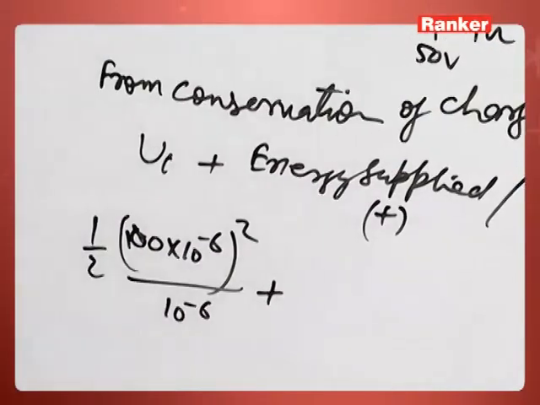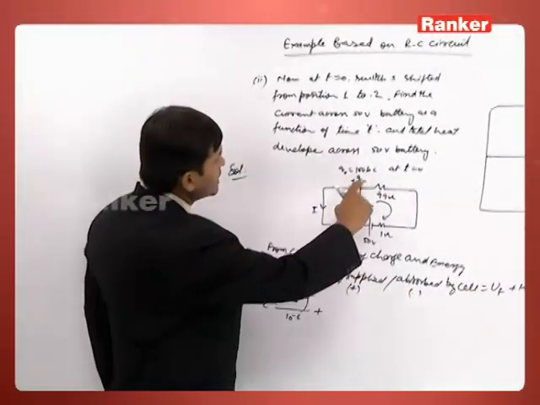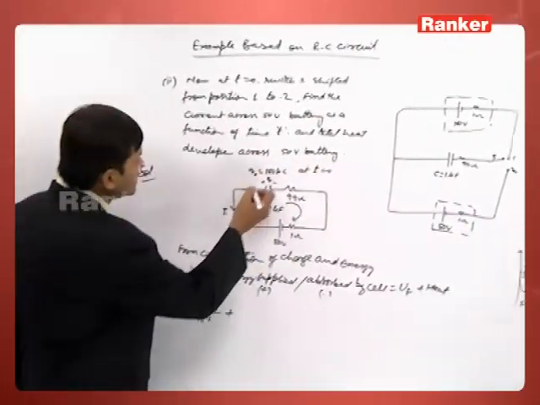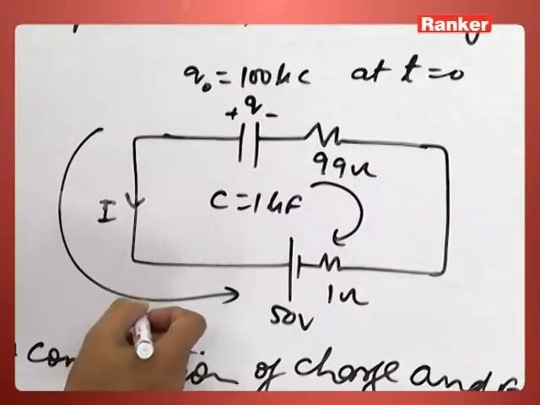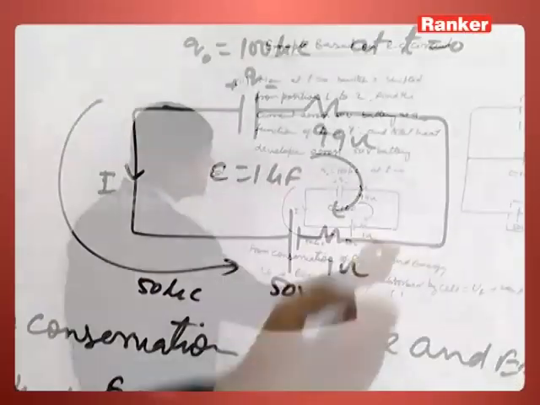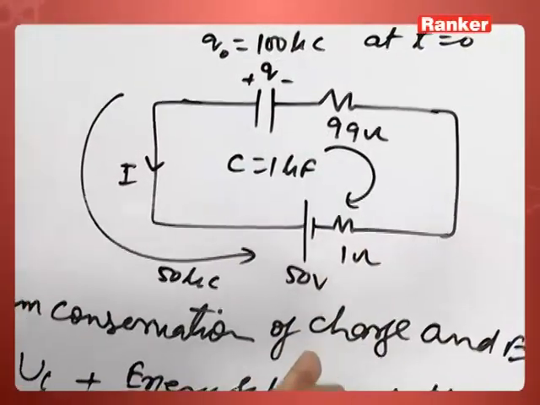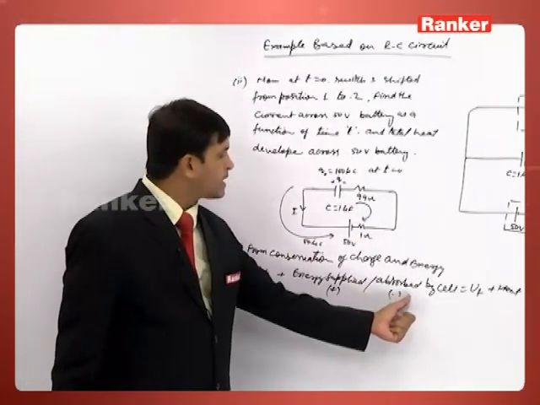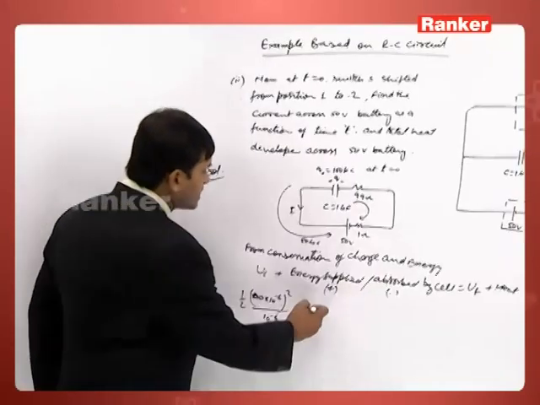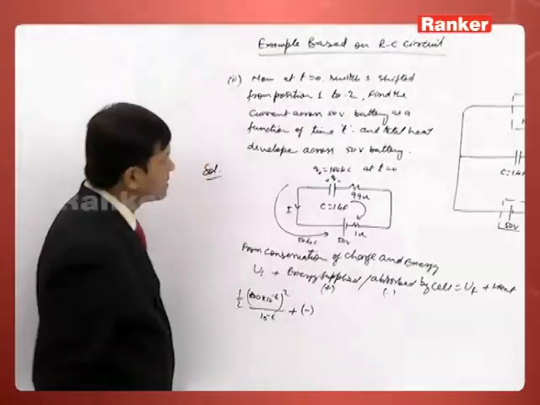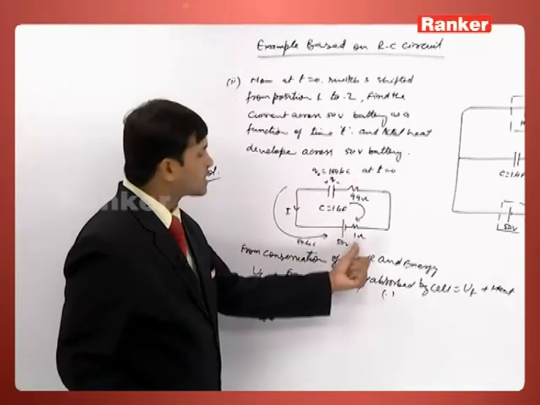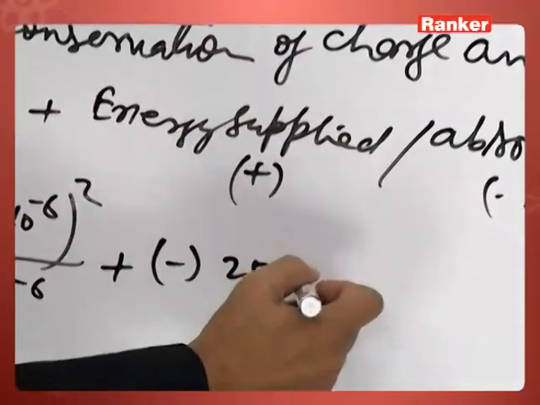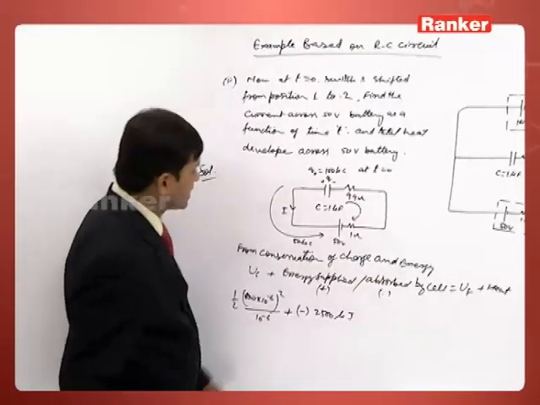Plus the energy supplied or absorbed. First of all, the initial charge is 100 microcoulomb, and the final charge we have found is 50. It means through the cell 50 microcoulomb charge has flown like this. So that indicates the battery was in charging mode. It means the battery has absorbed energy. So when it has absorbed energy, rather than positive, it should be written with a minus sign. Minus what is done by the cell: total charge passed through the cell into EMF, 50 into 50, 2500 microjoule.